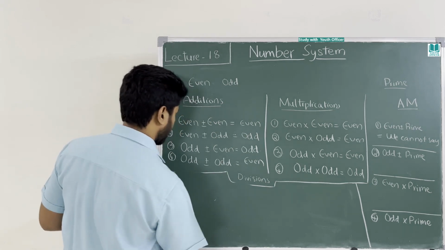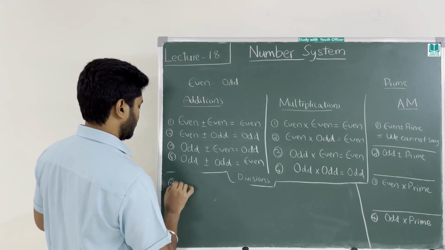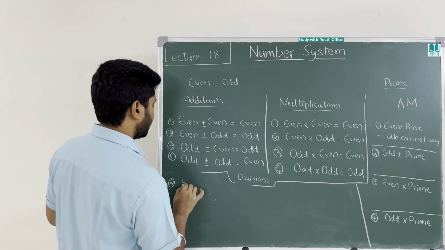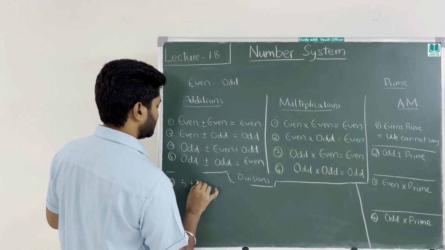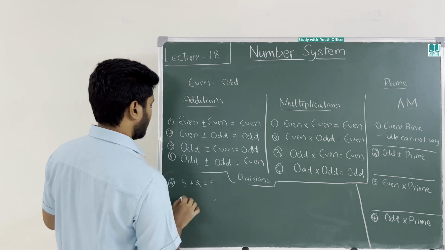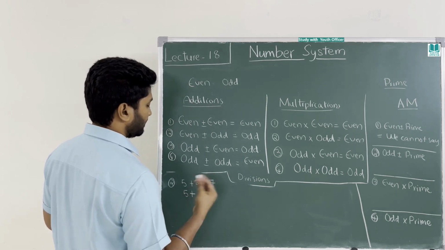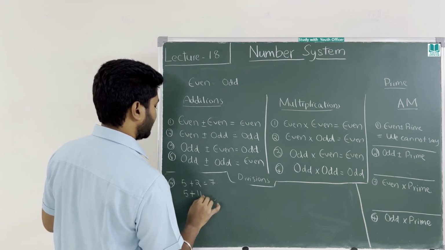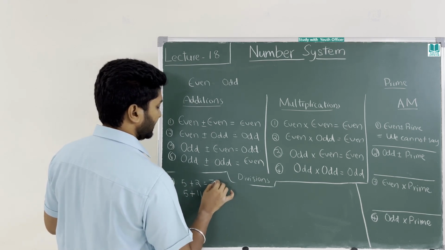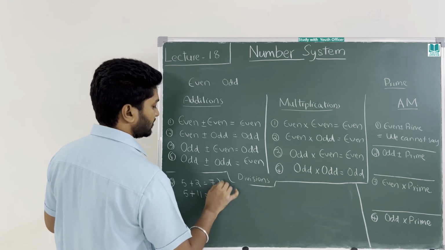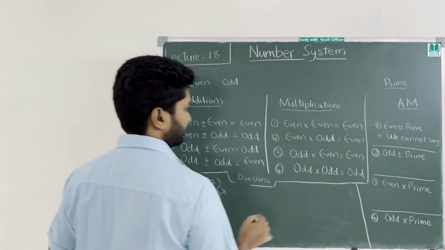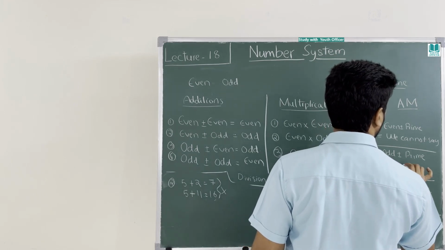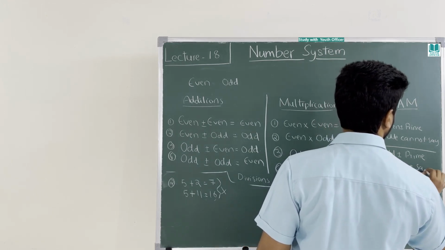Next one, second one. Odd plus or minus prime. Odd number, say 5, plus prime number 2 is 7. 5 plus one more prime number, 5 only I will take. No, one more prime number, 11 I will take. That gives 16. Here there is odd, here there is even. So we cannot say again.